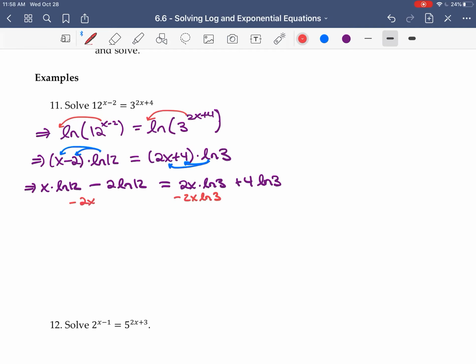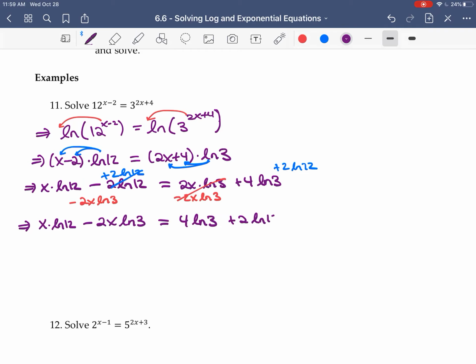by subtracting 2x ln 3. So that goes away. And I'm going to move the other things to the other side. So I'm going to add 2 ln 12 to both sides so that it cancels here. So that's going to give me x times ln 12 minus 2x times ln 3 is equal to 4 ln 3 plus 2 ln 12. Okay, and then I can factor out my x on the left. So then I have ln 12 minus 2 ln 3.